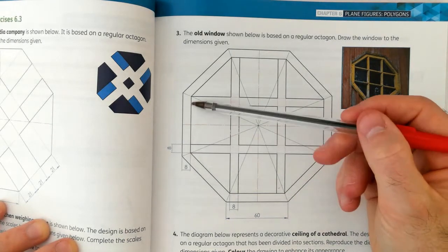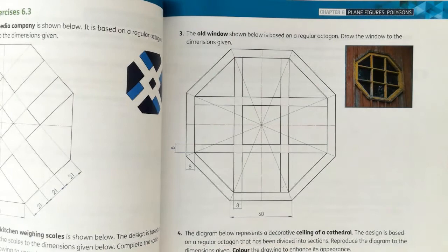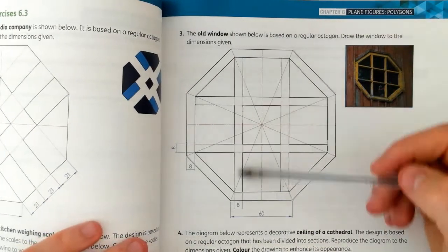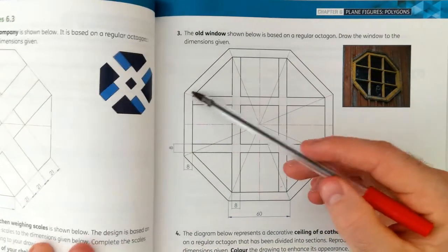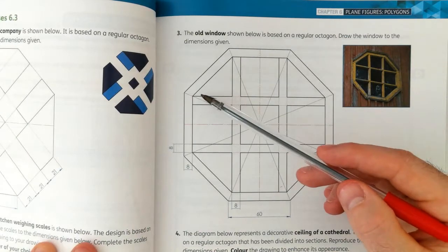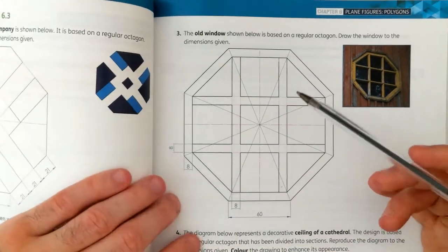And we can see 8 millimeters stepping in. Okay, but starting off, before we get on to this design in the middle for the window, we're just going to focus on the octagon on the outside and then the octagon on the inside. A little bit on that.